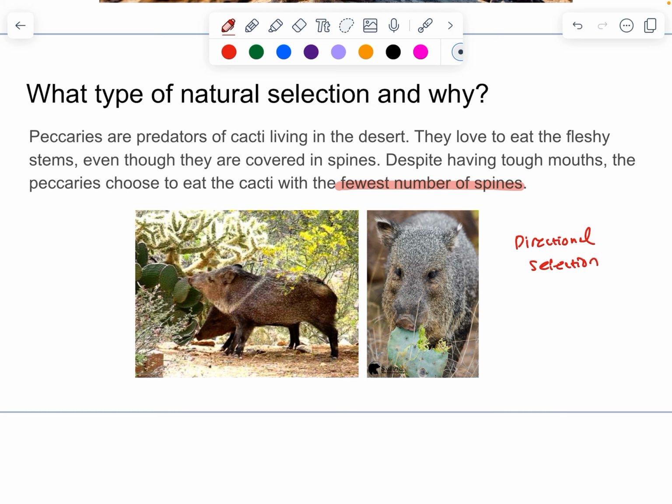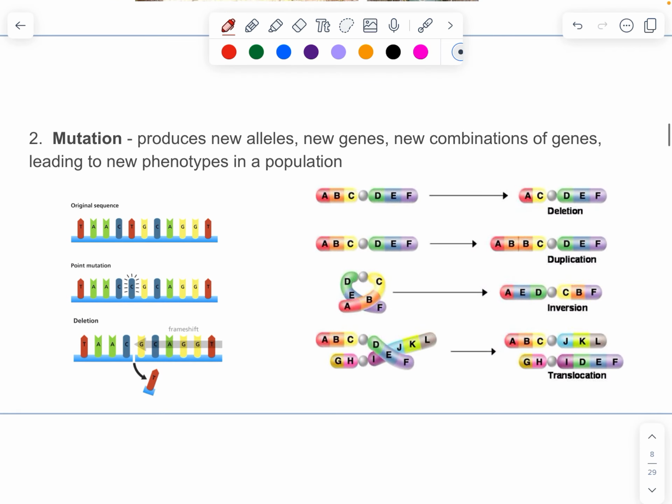selection because as a result, the cactus will evolve to have more and more spines to deter the peccaries, their predators, from eating them so that they can increase their chances to survive and reproduce. So this is an example of directional selection in which only one extreme, only the cacti with a greater number of spines will survive. Okay, so that sums up the first force of evolution, which is natural selection.